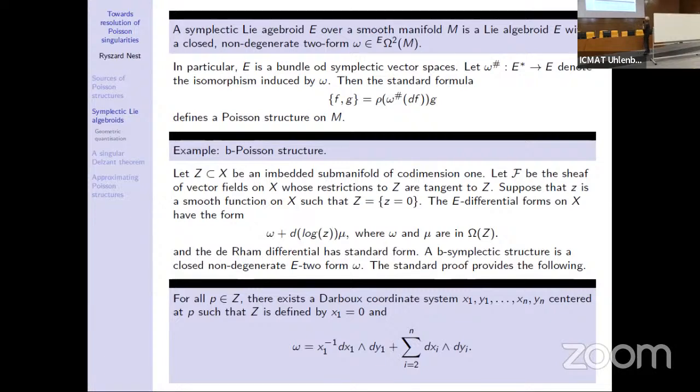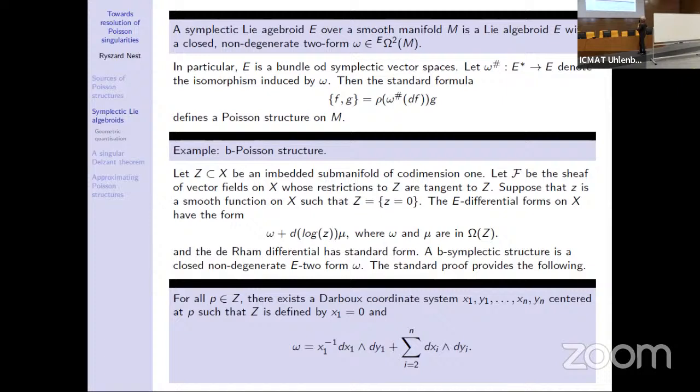And well, the Poisson structure really looks like this. We have this closed codimension one submanifold given by Z equals 0. The differential forms in this case, on top of the standard differential forms on the manifold, you also admit d log Z. Because we are dual to Z d by dz, so dz over z works. So the E differential forms all look like this, where omega and mu are standard differential forms on M.